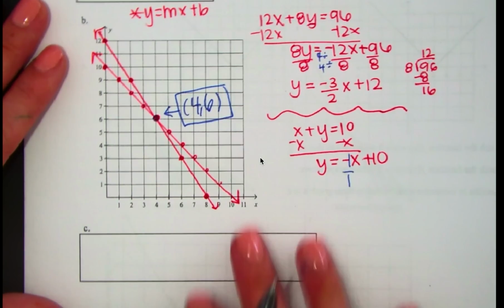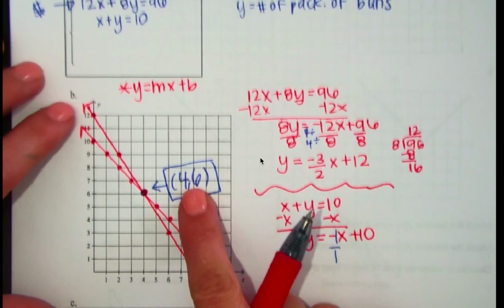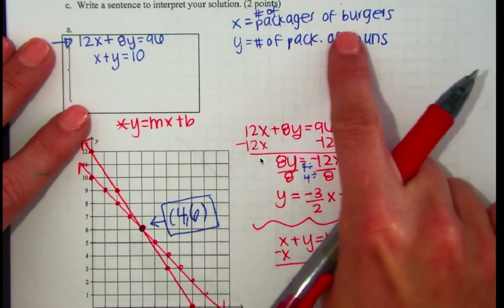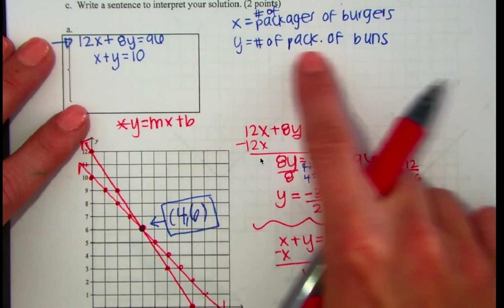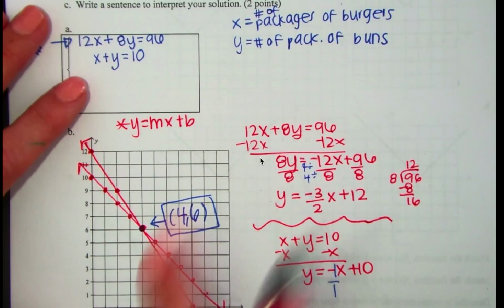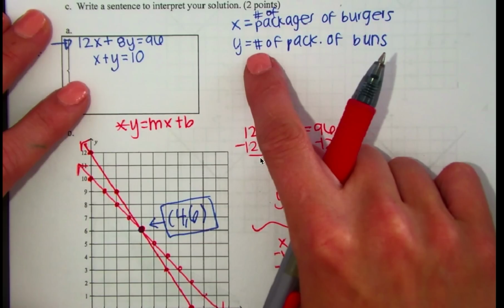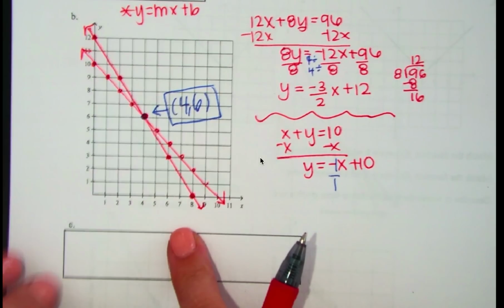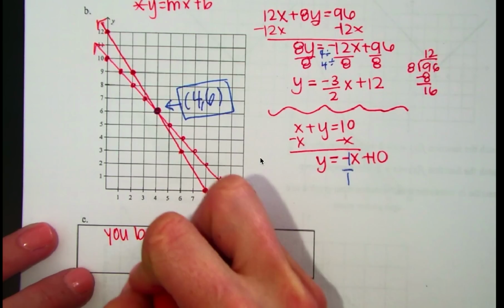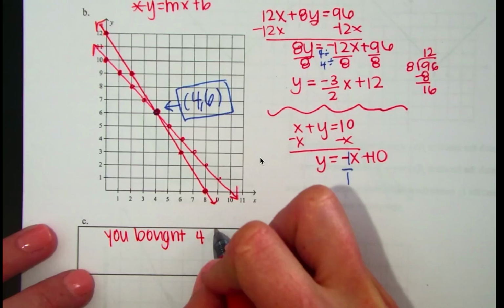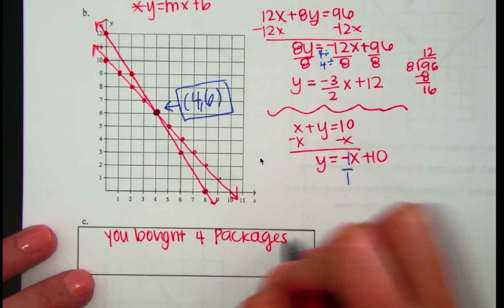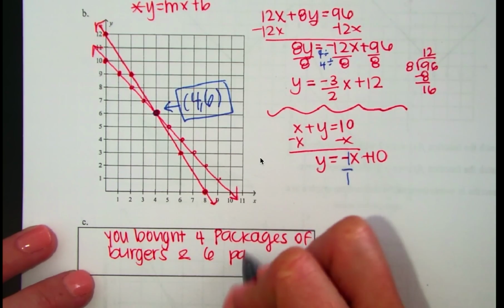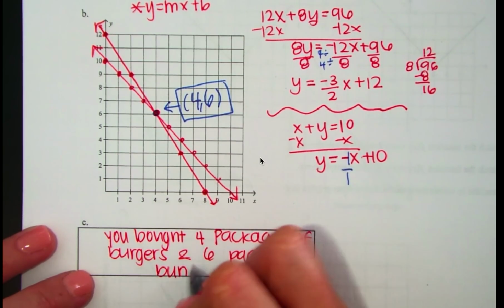Part C, we're going to interpret what this solution means. We wrote up here that X would equal our packages of burgers, and Y talks about packages of buns. So based on that, we have to interpret our solution: you bought 4 packages of burgers, because we let X be our burgers, and 6 packages of buns, again, because we let Y be our buns.